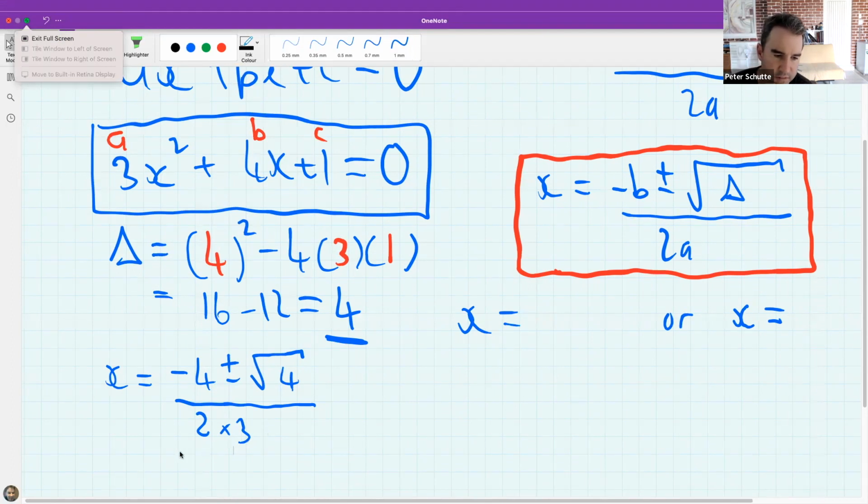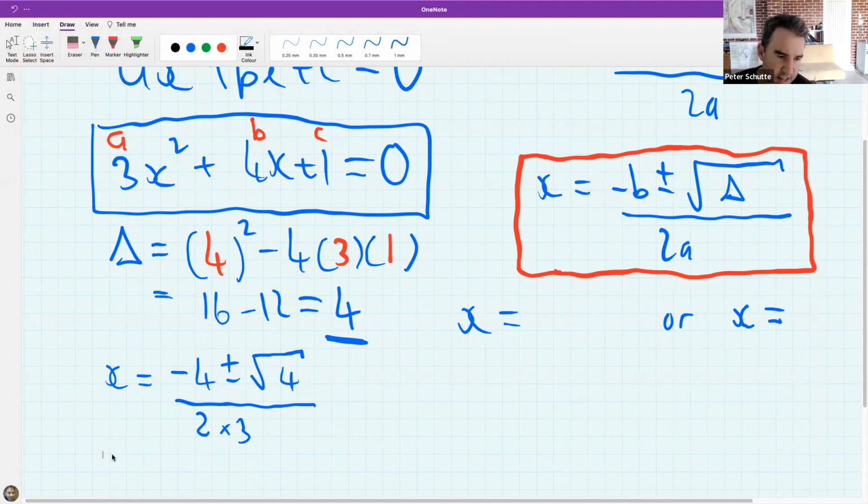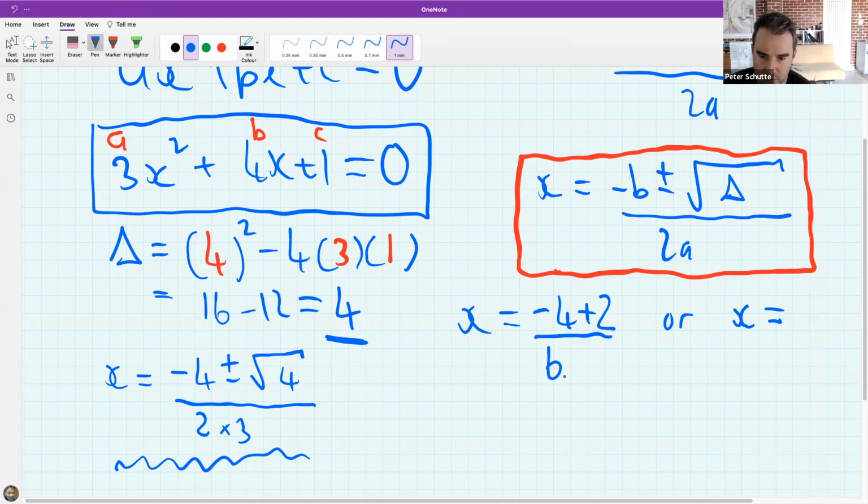So what I've done in the interim is I've written out kind of what the solution would look like. And now we need to get to our two answers. Now, the good news is the first one is going to be -4 plus square root 4, and then this is going to be over 6.